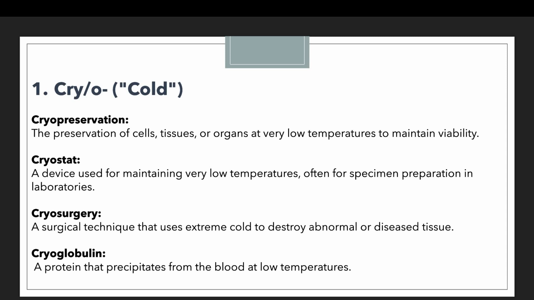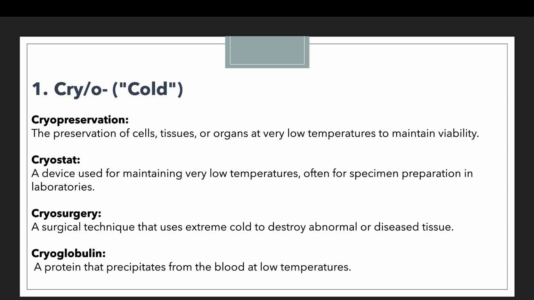Fine. Then the next example is cryostat. Now what is cryostat? A device used for maintaining very low temperatures, often for specimen preparation in laboratories. So when you want to study, or let's say for any specific reason, you are going to maintain a very low temperature, in that case you will use the device cryostat, where cryo is used to showcase the meaning of the prefix, cold.